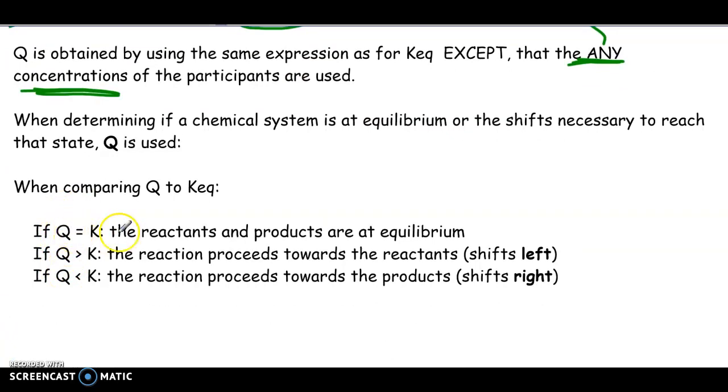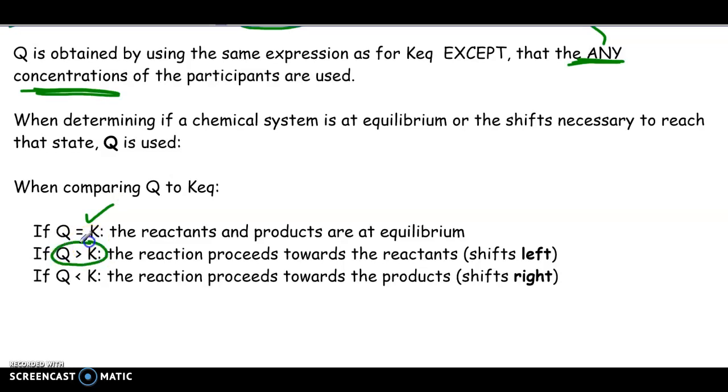So if we plug in concentration numbers and the Q ends up being equal to the K, that means it was actually really in equilibrium. Like the concentrations you put in were equilibrium concentrations. You just didn't know it yet.